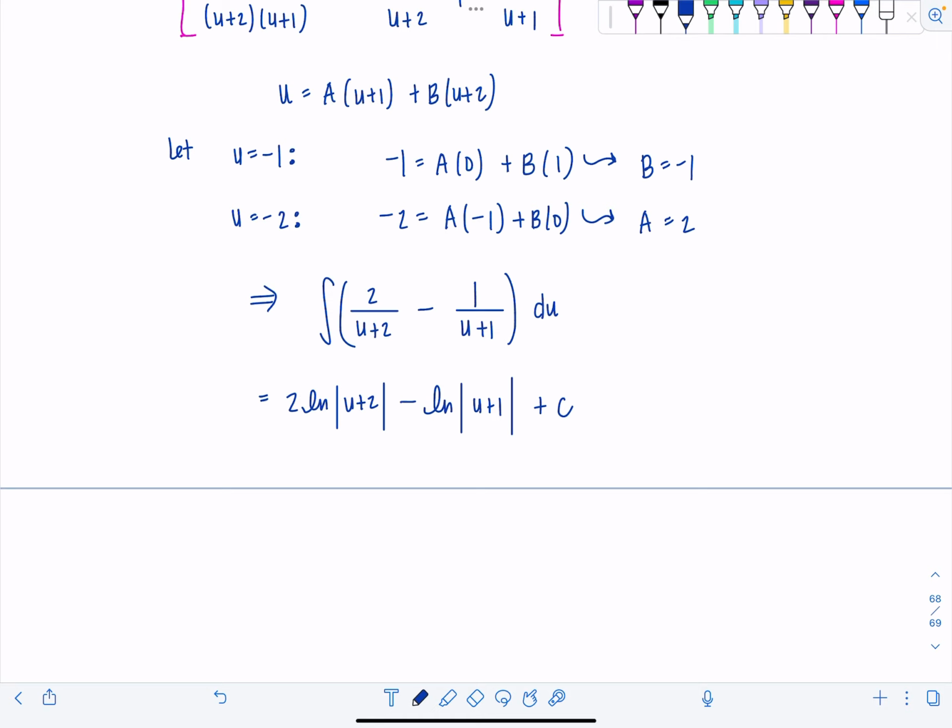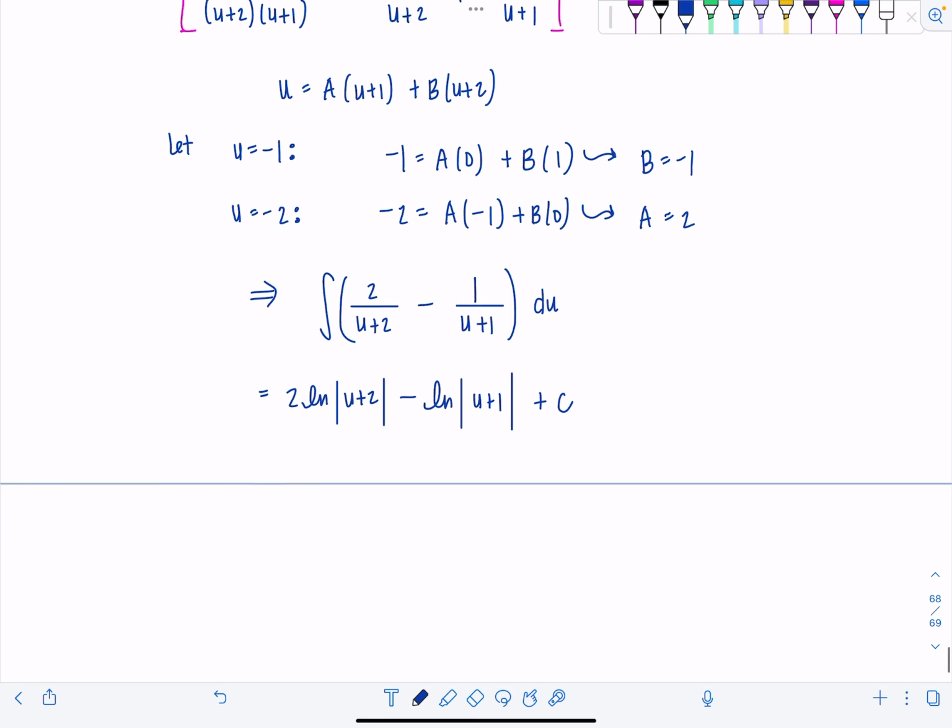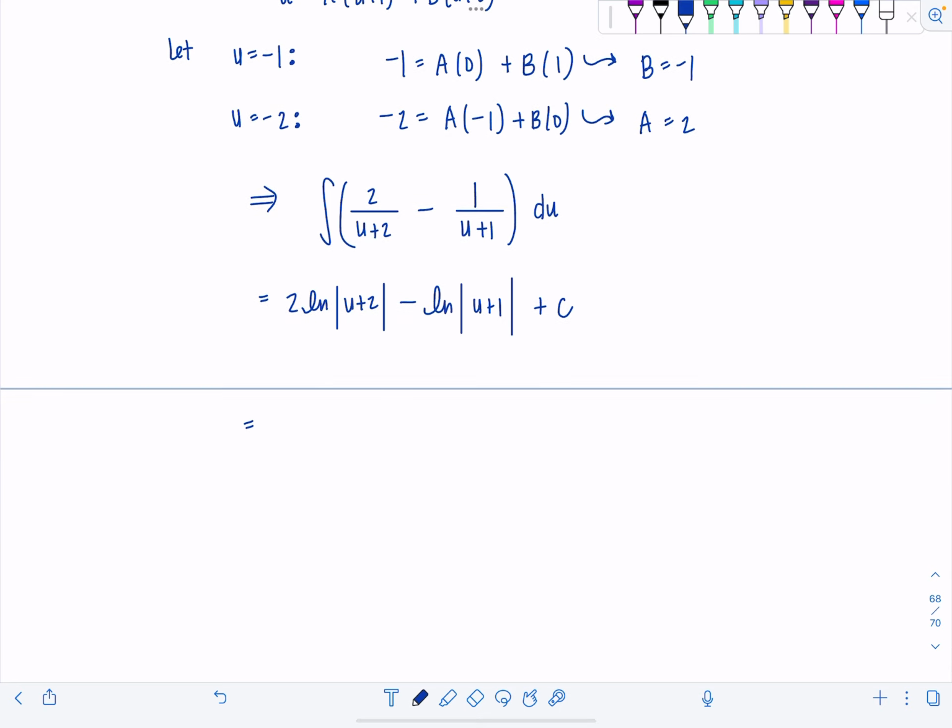And then we need to go back and rewrite everything in terms of x. So remember, originally we let u equal e to the x. So I'm going to write this as 2 ln. I don't need absolute value. I can switch to parentheses because we know e to the x is never negative. Minus ln of e to the x plus 1 plus C.